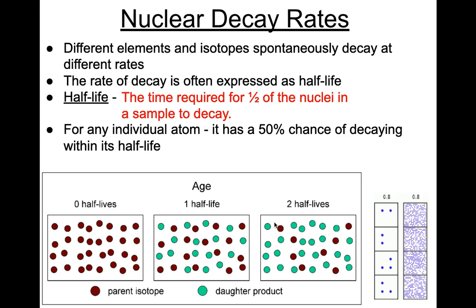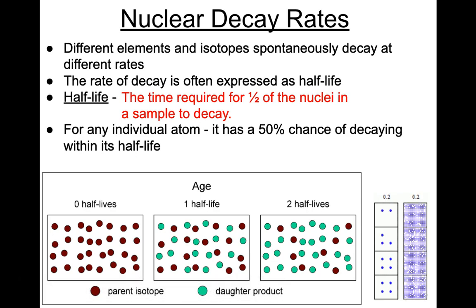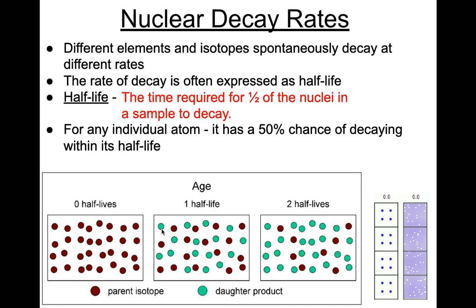But we cannot say for sure, if I was looking at this specific parent isotope in one half-life, whether it is going to decay or not. I can know about the behavior and predict what all of these parent isotopes would do on average, but looking at a specific atom, I can't really be sure. There's a 50% chance that it will decay in the first half-life. But as we know with probability, like a 50% chance, sometimes it happens, sometimes it doesn't. You can't really predict that.